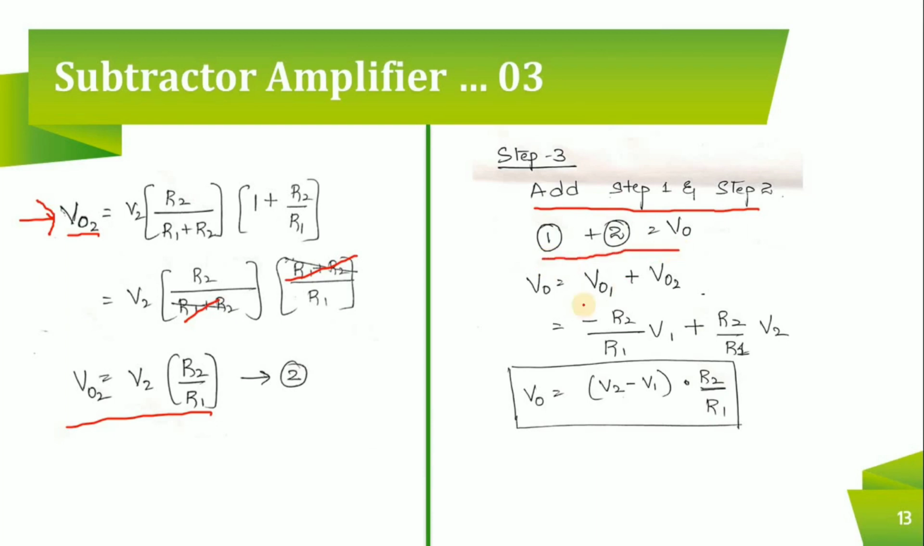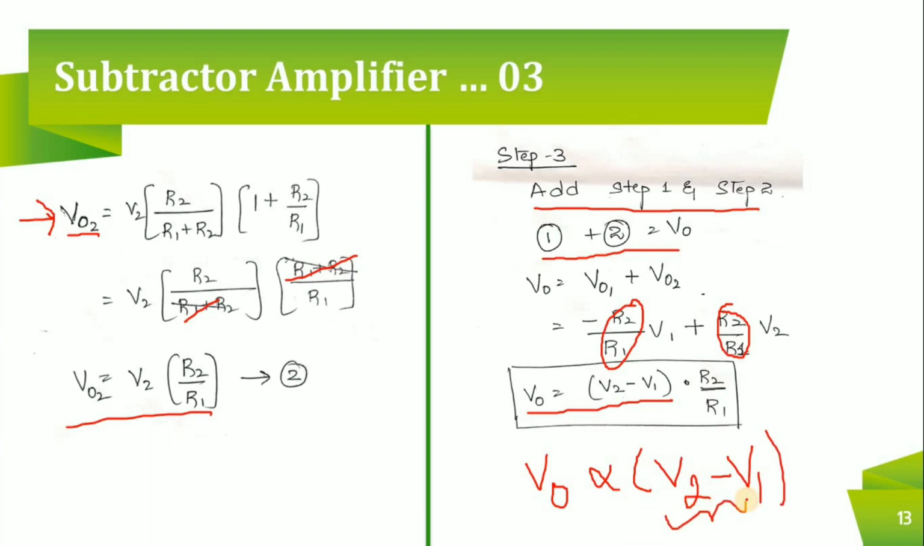So V naught is equal to V naught of 1 plus V naught of 2, which is minus R2 by R1 into V1 plus R2 by R1 into V2. Now I can take R2 by R1 common, and I'll get V naught is equal to R2 by R1 into V2 minus V1. It is nothing but V naught proportional to the difference of the applied voltages V2 minus V1. Therefore, this circuit is called a subtractor amplifier.